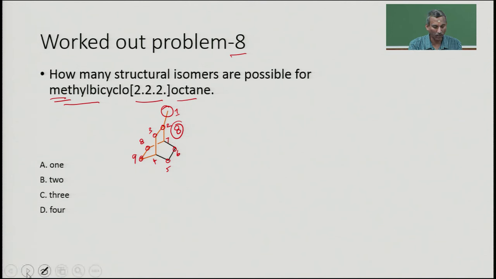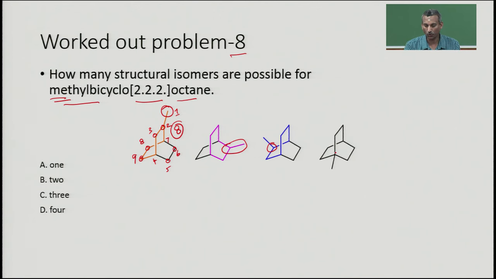So, here we have to find out what are all the structural isomers that are possible. Here we have a methyl group that can be drawn at this top, then we can also draw a methyl group here in the other ring, and we can also draw the methyl group in this ring. So, we can draw 3 different structures like this, and there is also a fourth one where the methyl group is present in the bridge head. So, we have a total of 4 different structures possible. So, does it mean we have to give the answer as 4?